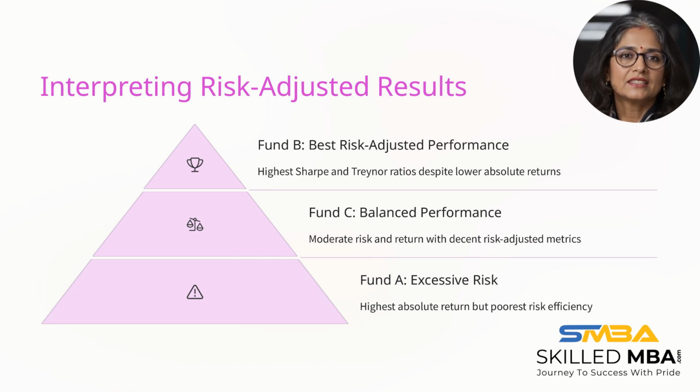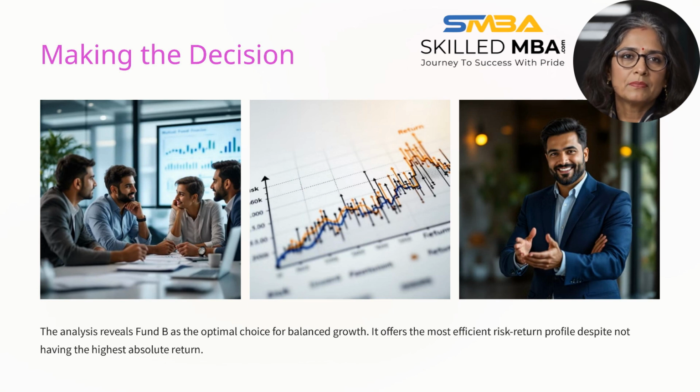Fund B excels in risk-adjusted performance, boasting the highest Sharpe and Treynor ratios, indicating superior risk efficiency despite lower absolute returns. Fund C offers a balanced approach with moderate risk and return, maintaining decent risk-adjusted metrics. Fund A, while achieving the highest absolute return, suffers from excessive risk, reflected in its lower risk efficiency. Fund B emerges as the optimal choice for balanced growth, offering the most efficient risk-return profile.